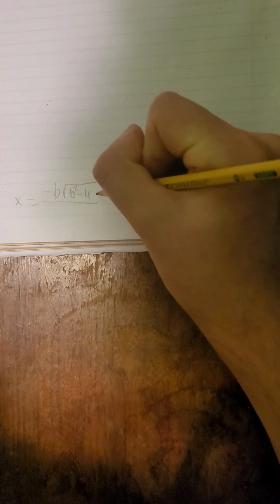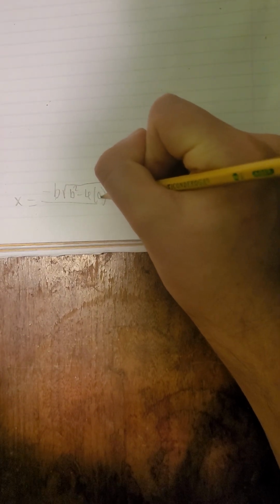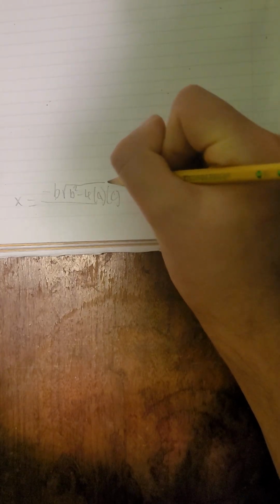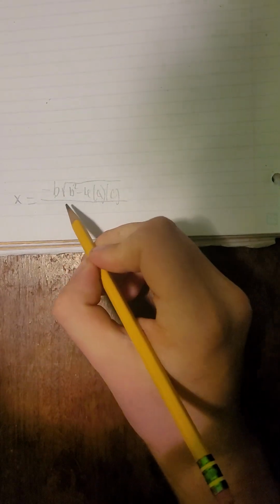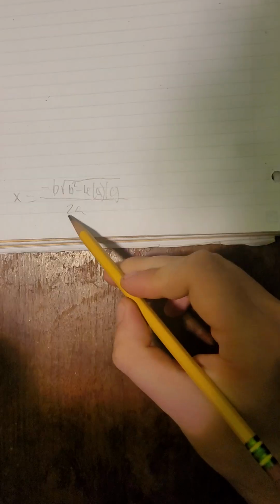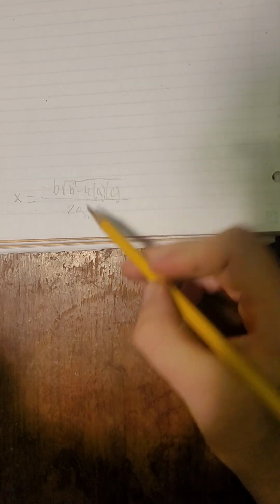So good old divisor bar, b square root b squared minus 4ac over 2a. So we know that our common denominator is 2a already, so that's really nice.